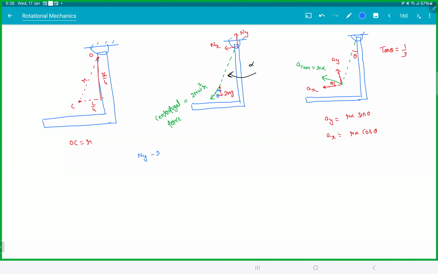Ny minus 2mg minus 2m omega square r cos theta is equal to 2m into acceleration of Ay. Nx plus 2m omega square r sin theta, we have to take the component of centrifugal force also, which is 2m into Ax. Torque about the hinge, luckily this is 2mg L by 4, because the torque of the centrifugal force will not come, it is passing through that, is equal to I about hinge into alpha.